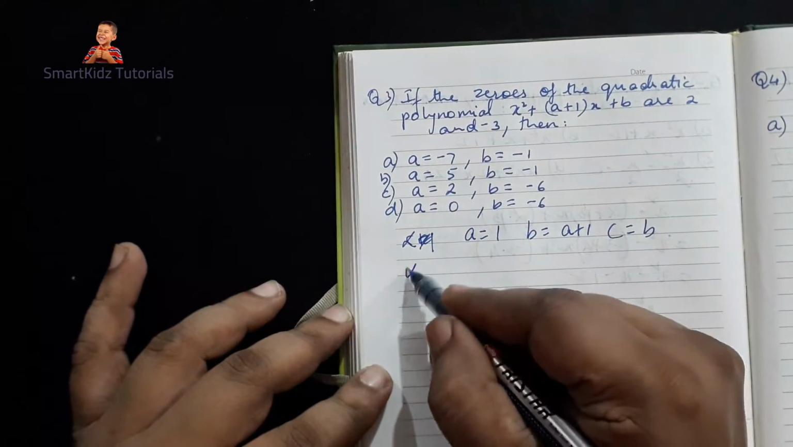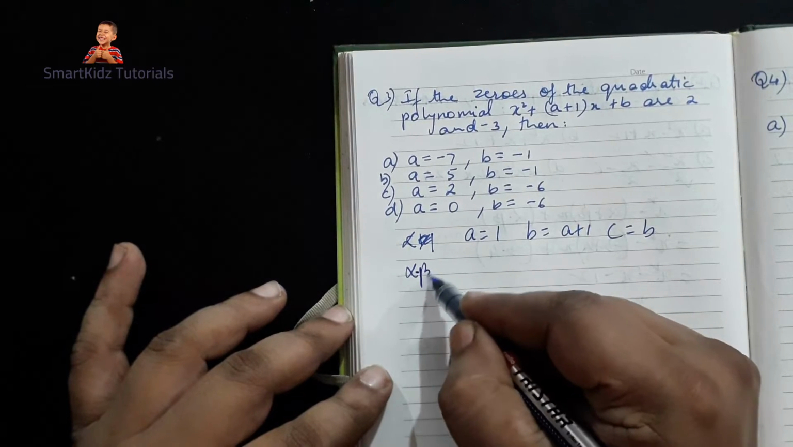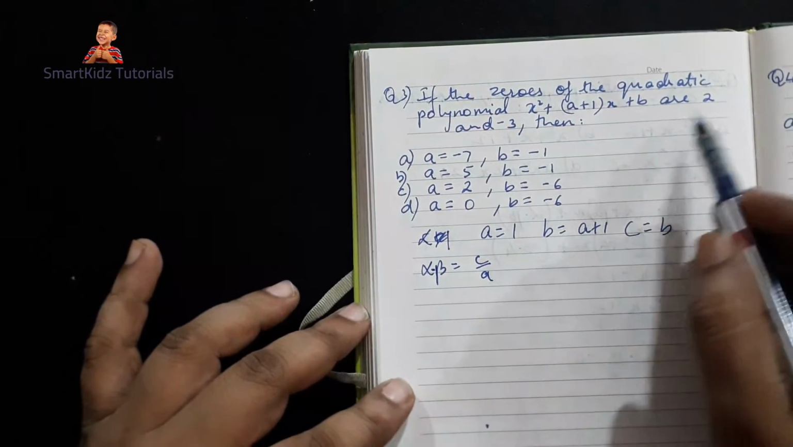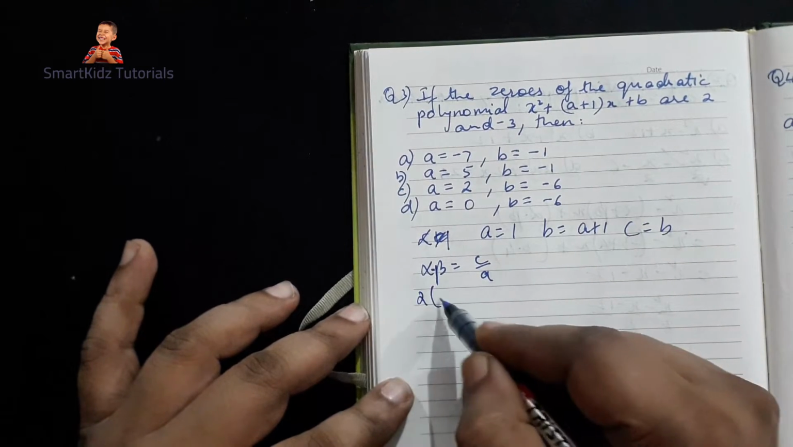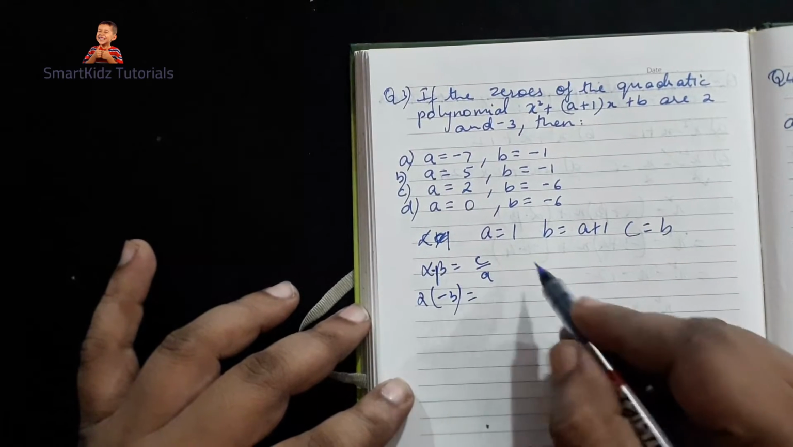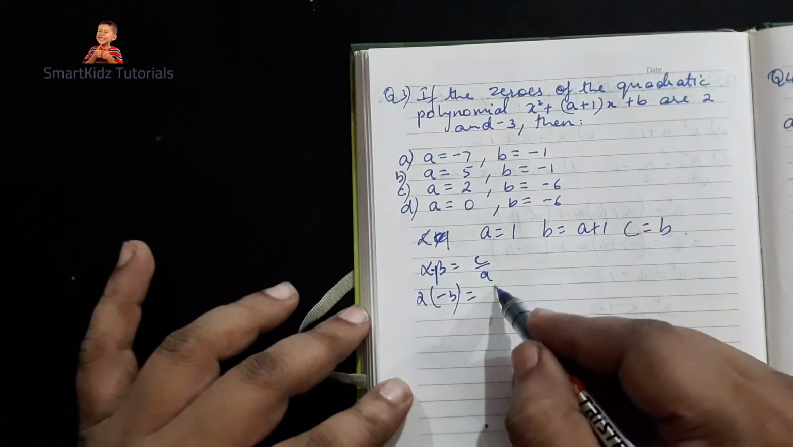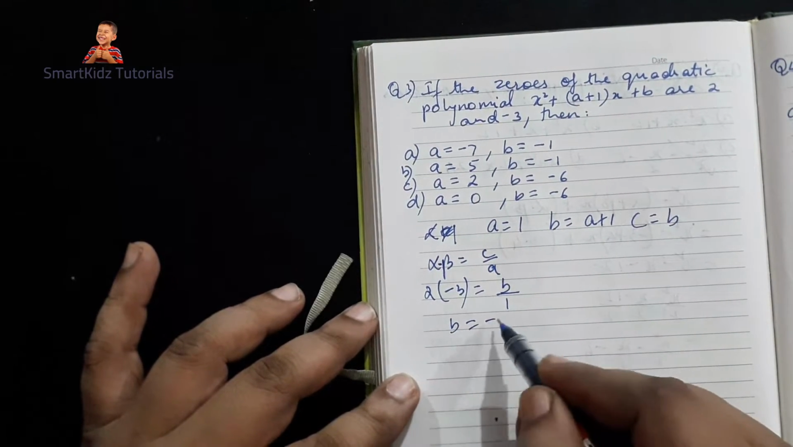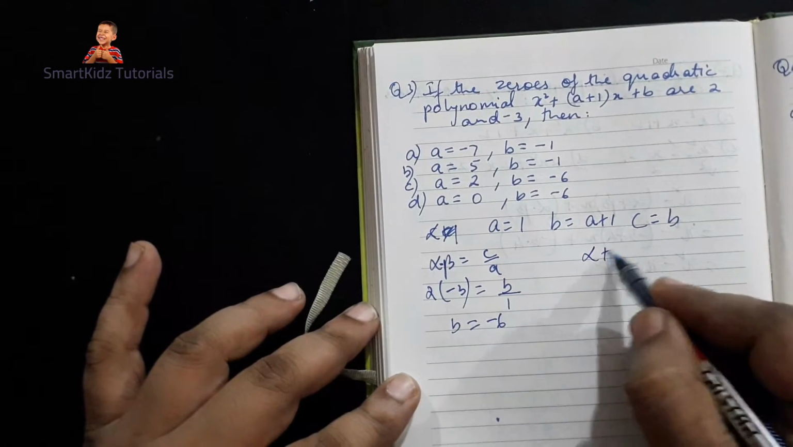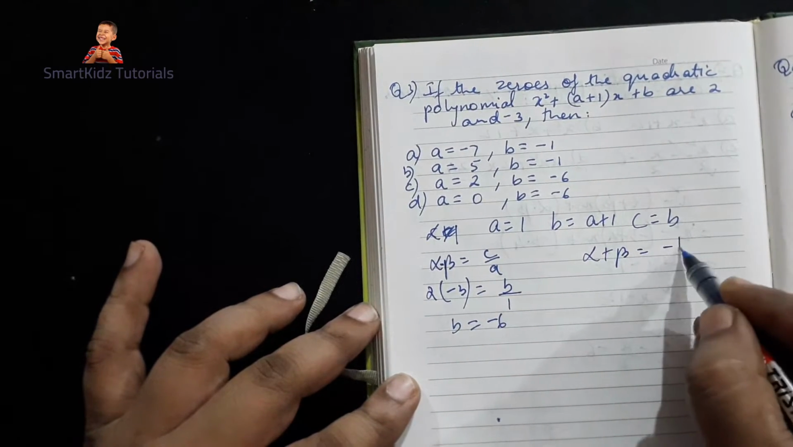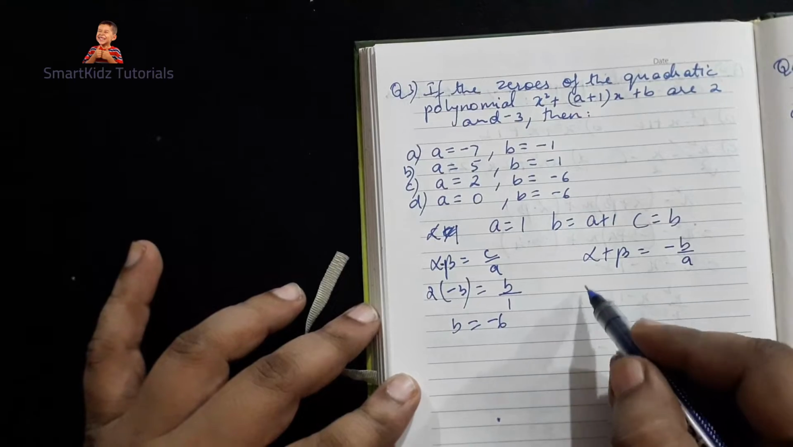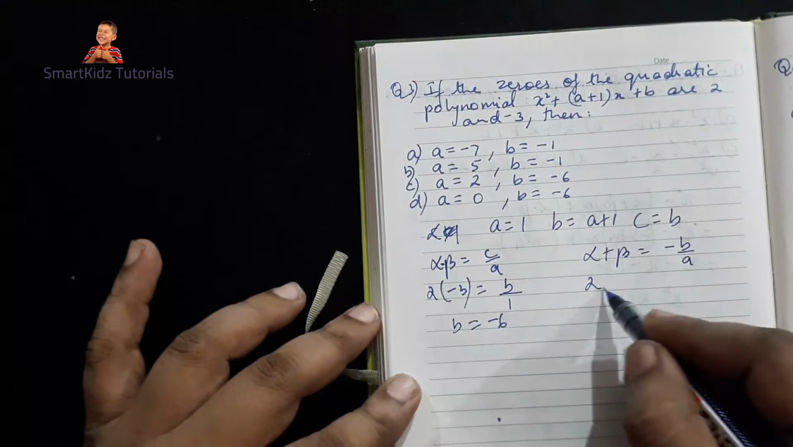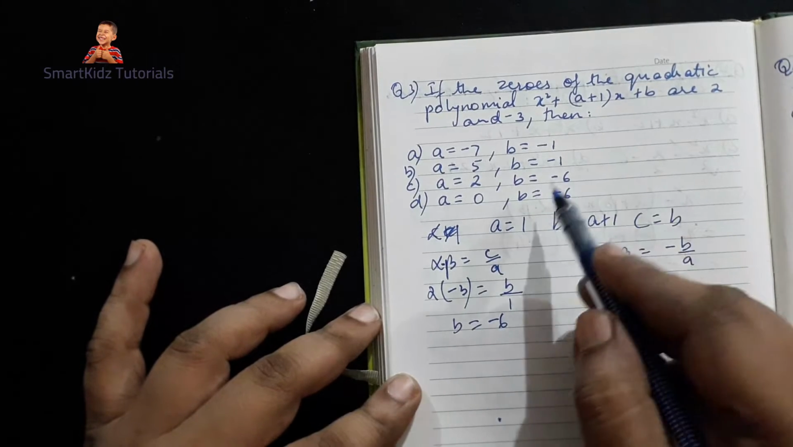Then alpha into beta we'll take first, equal to c upon a, that is our formula. Alpha we've taken as 2, so 2 into minus 3 equal to c. C we've got as b, a is 1. Okay, so we'll get b equal to minus 6, and alpha plus beta is equal to minus b upon a. Alpha is 2 and beta is minus 3. 2 minus 3 equal to minus b.